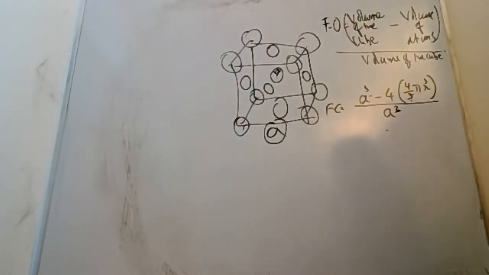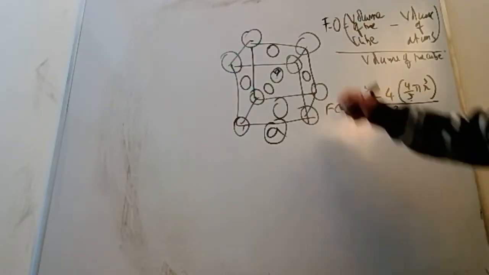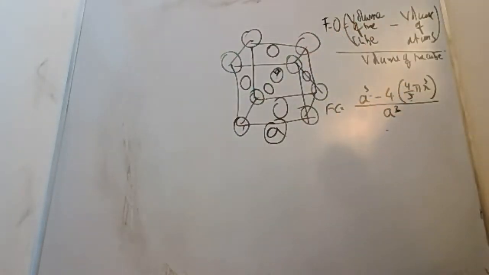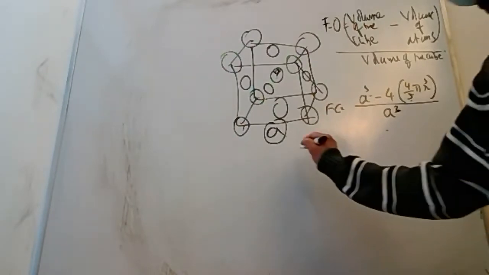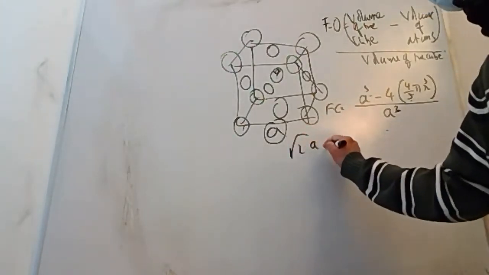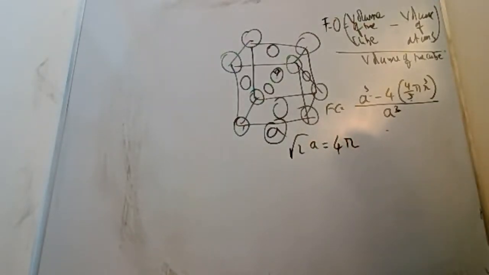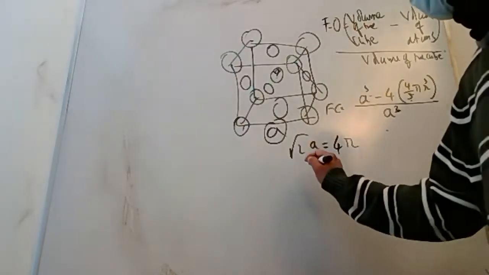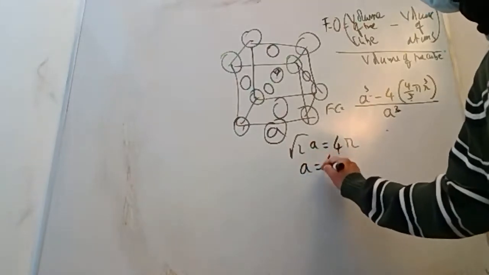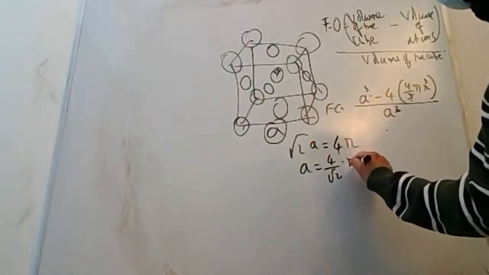But we already know the relationship between A and R, right? For a face-centered cube, how are they related? The atoms are touching along the face diagonal. So we said square root 2 of A equals 4R, correct? That makes sense? So we can say A equals 4 over square root 2 times R.